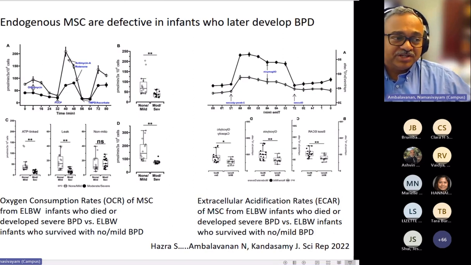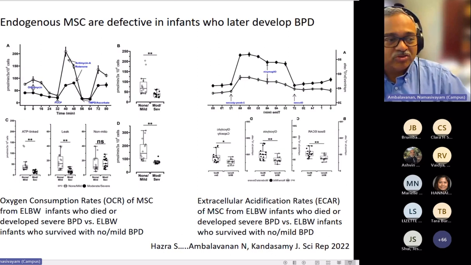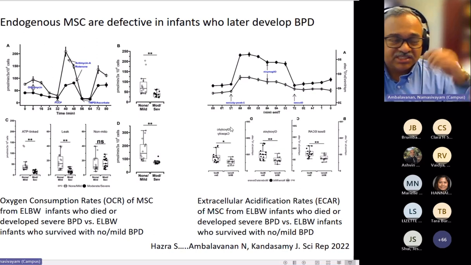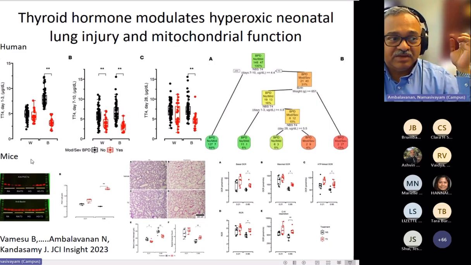So, there's a lot of interest in using mesenchymal stem cells to fix the lungs for babies with HIE or for babies with BPD or for NEC and so forth. Well, the problem is in many of these infants, the mesenchymal stem cells are not working well. So if you try to do an autologous MSC, they may not work very well. So what's the answer? Can you fix these MSC?